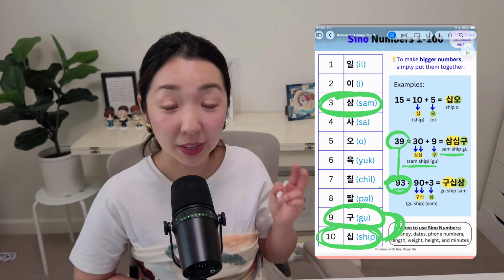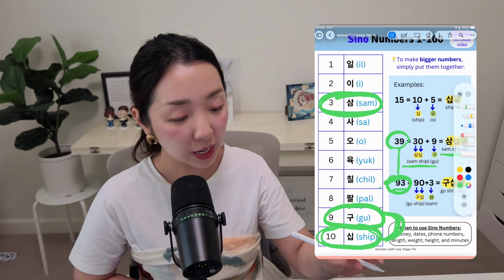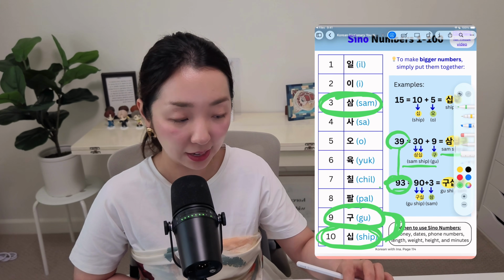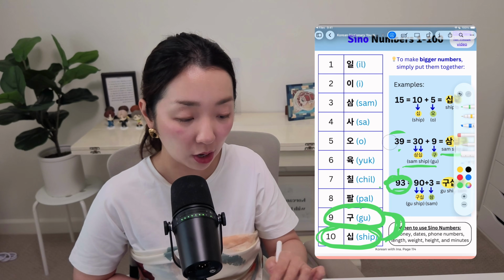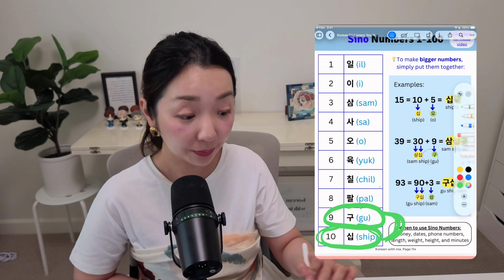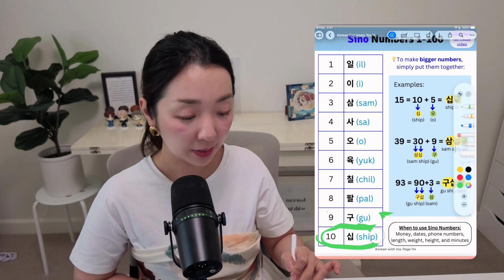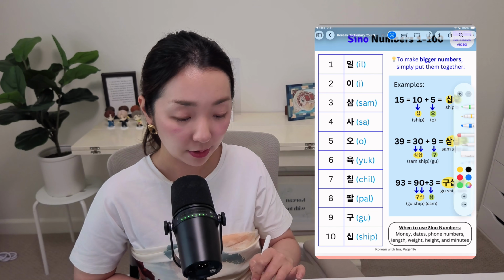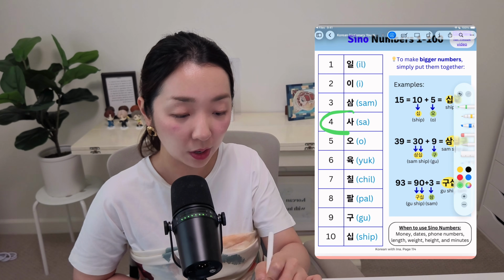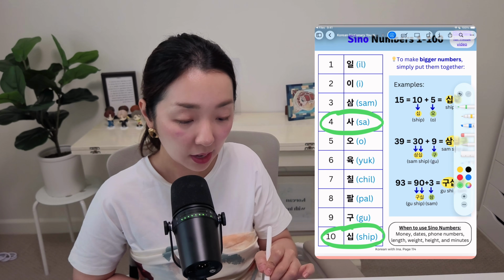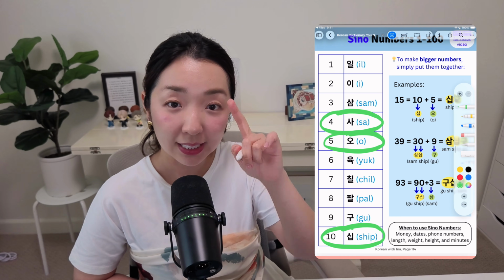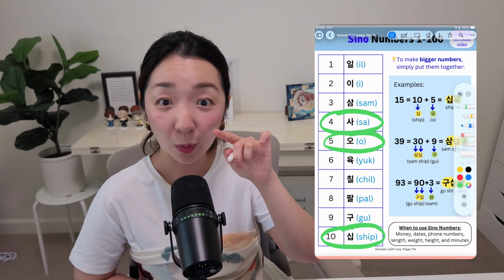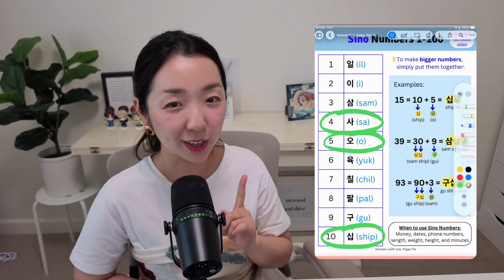93. Then pop quiz. How would you say 45? Think first, look at my chart, and just put things together. No need to panic. 45. Right, that's just 4 tens, and then you're gonna grab the 5. 45.